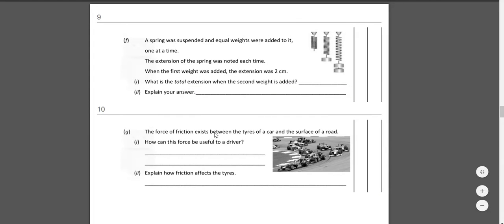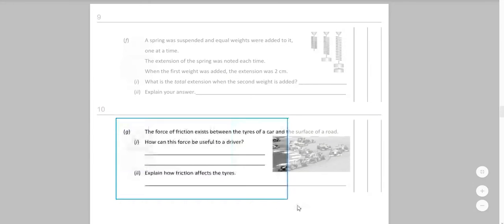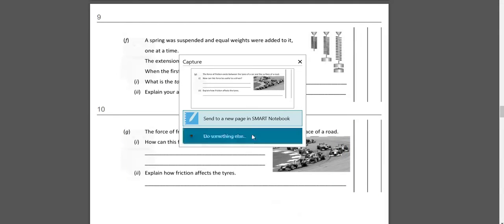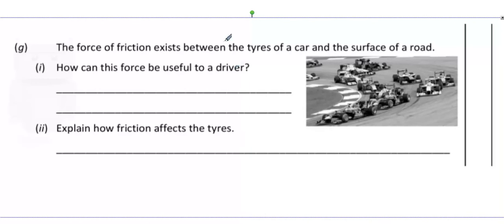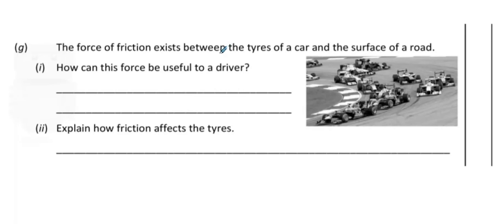The force of friction exists between tires of a car and surface of the road. How can this be useful for drivers? Okay, well, it's useful for drivers as it keeps the car gripped to the road. So, how can this be useful for drivers? Enables cars to grip the ground, and move.